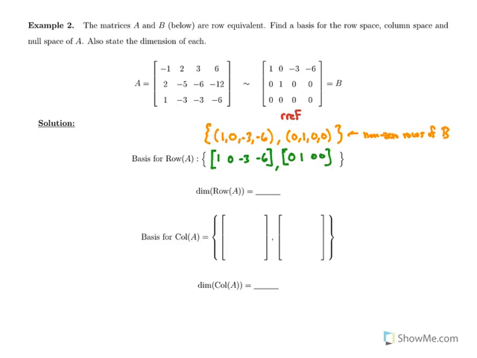Whereas for the column space, we're going to see in a second, we want to use the original columns of A. Because there are two vectors in the basis for the row space, the dimension of the row space is 2.